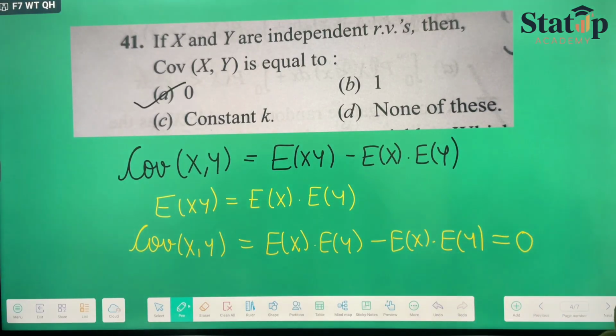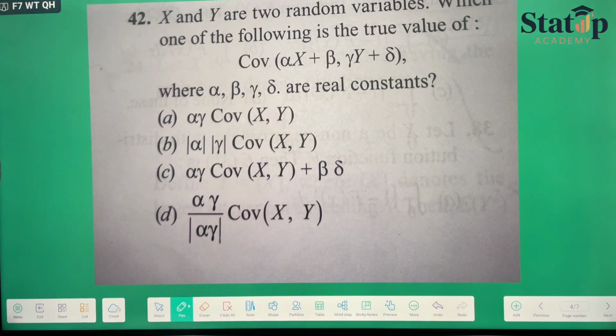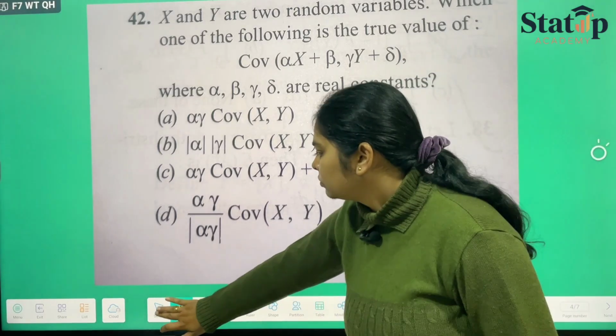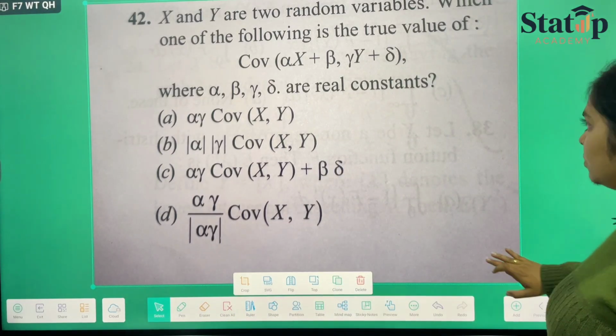Now moving on to the next question, where we have been provided with a question.